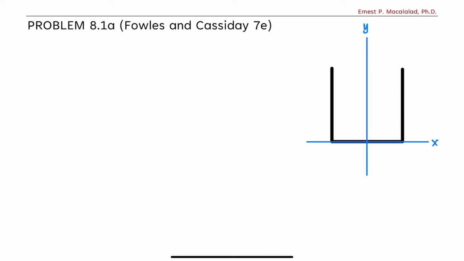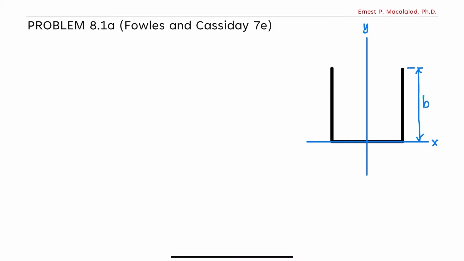Today we're going to solve problem 8.1a of Fowles and Cassiday, 7th edition. The problem reads: find the center of mass of a thin wire that is bent in the form of a three-sided block shape U with each segment of equal length b. As mentioned here, each side of this three-sided block shaped U is of equal length, and that length is b. So that means this is b.